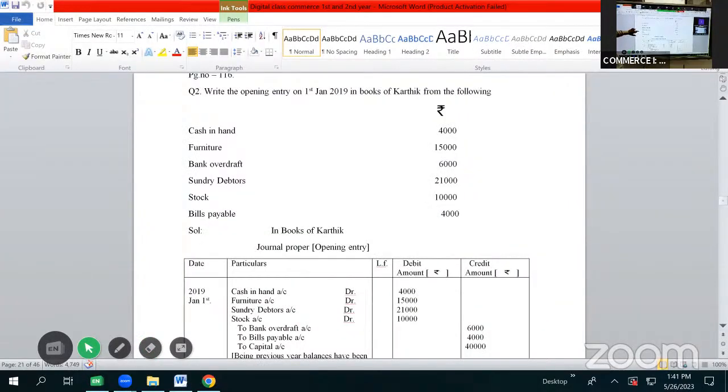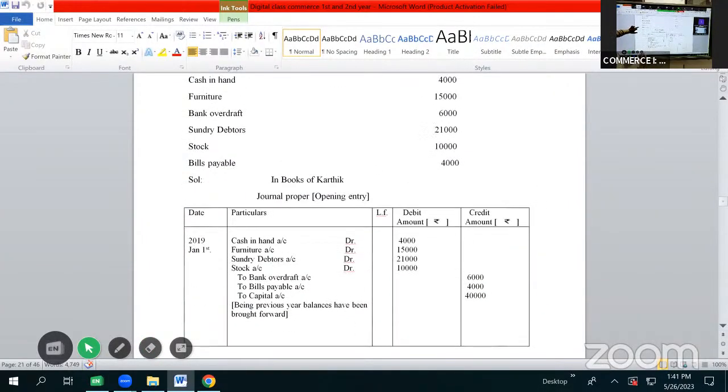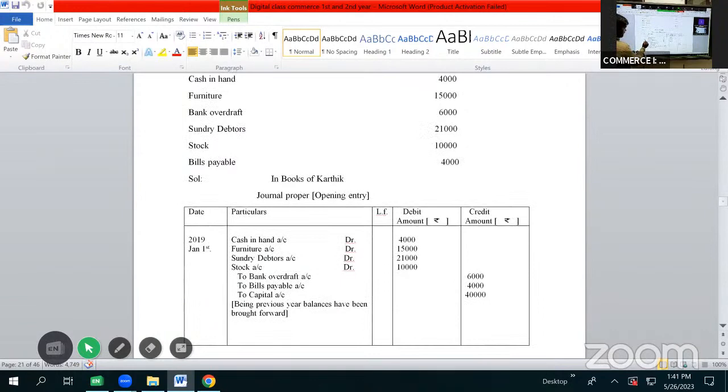So cash in hand does not fall under the category of liability. So it is an asset. First we'll be writing the date as 2019 January 1st. Cash in hand will be posted on the debit side as cash in hand account debit, and the amount 4,000 will be recorded in the debit column. The format for journal proper is the same as that of journal entries, which is date, particulars, LF, which stands for ledger folio, debit amount rupees, credit amount rupees, and the heading will be taken as in books of Karthik, journal proper, opening entry. So cash in hand, it is an asset. It will be posted on the debit side as cash in hand account debit 4,000.